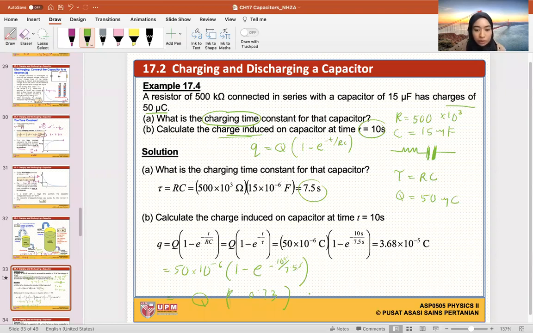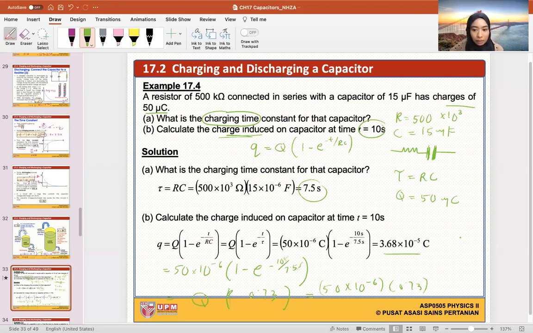But we know what Q is, so let's just substitute that. 50 times 10 to the minus 6 times 0.73. Why do I keep getting math error? Oh, because there is an extra addition. Okay, correct. So 3.68 times 10 to the minus 5 coulomb.